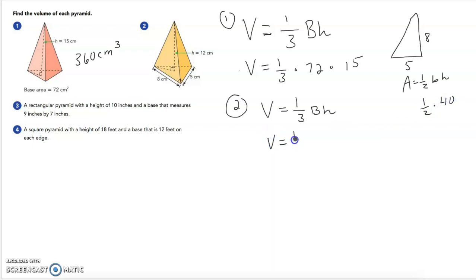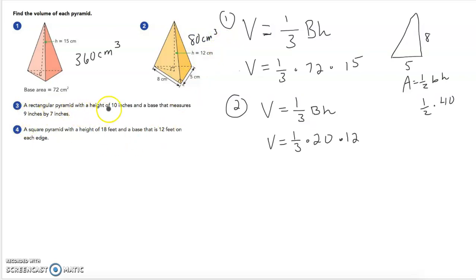So volume is equal to 1/3 times 20 times the height, which is 12. All right, so this one might be a little bit easier to do in our head. I could just say, well, 1/3 times 12 is 4. So 1/3 of 12 is 4, and 4 times 20 is 80. So this is 80 centimeters cubed.